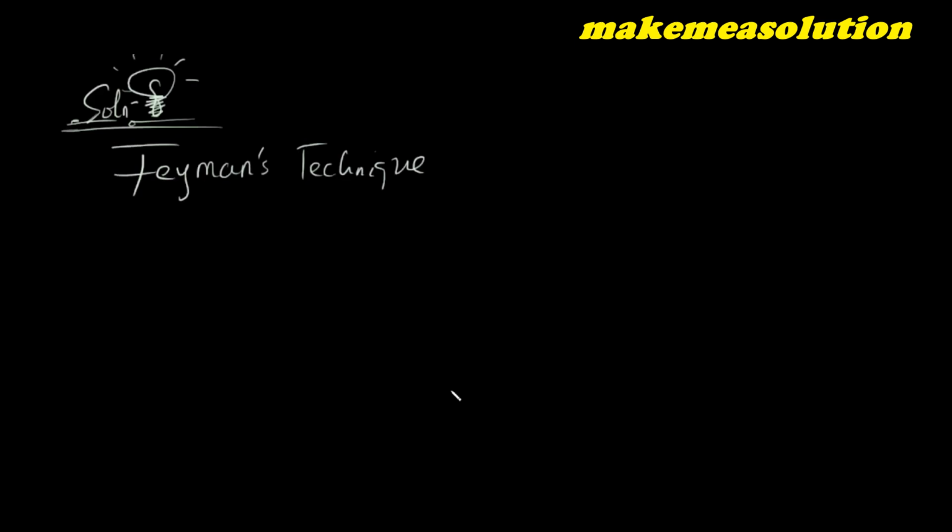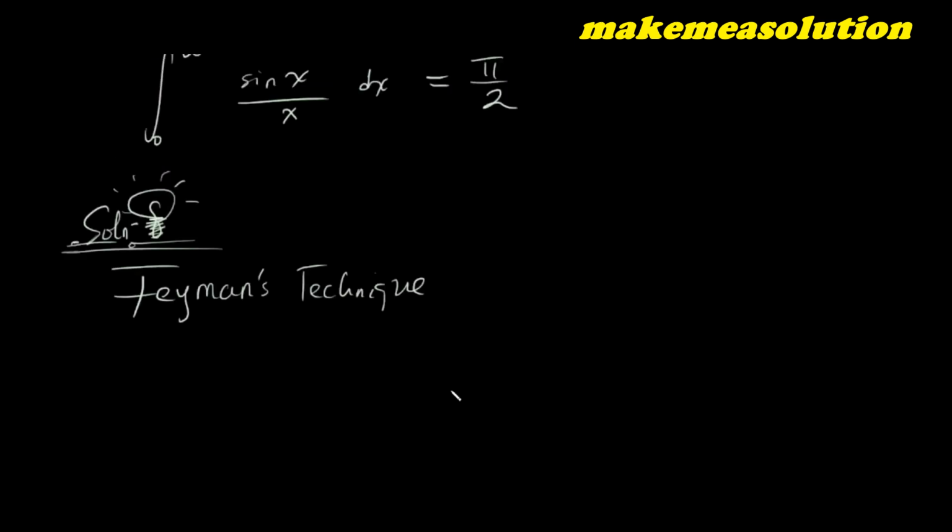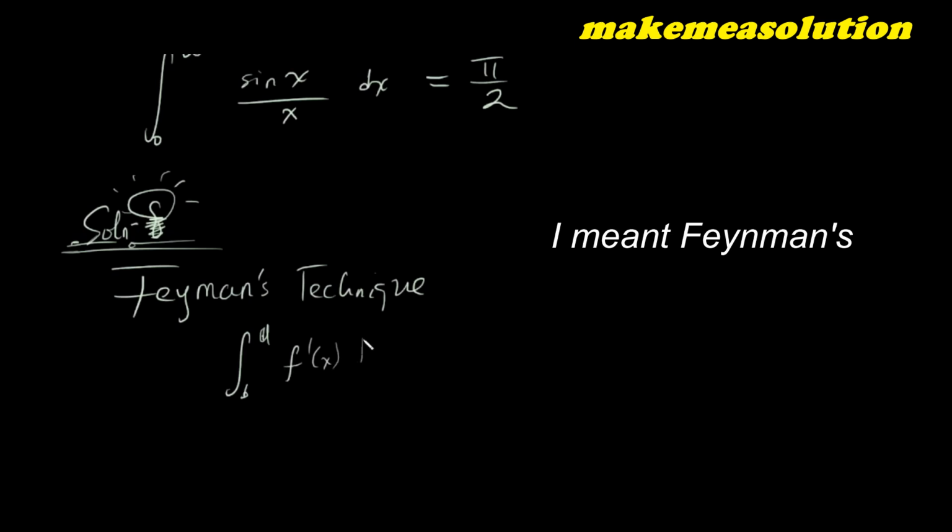So how do we use Feynman's technique? Feynman's technique here is kind of related to the Fundamental Theorem of Calculus. For instance, let me just give you a hint. Whenever you have the integral from b to a of some f prime of x dx, you know that this is eventually f of a minus f of b. This is the fundamental theorem of calculus, of course if f is continuous in the interval between a and b.